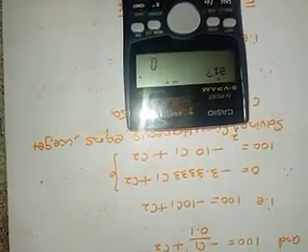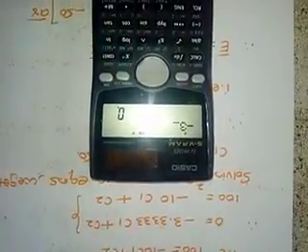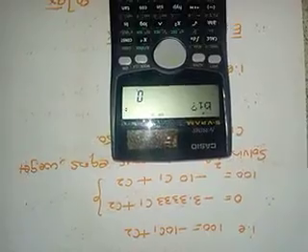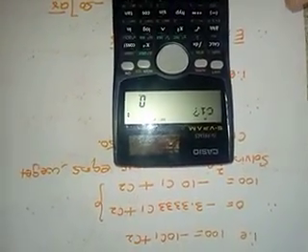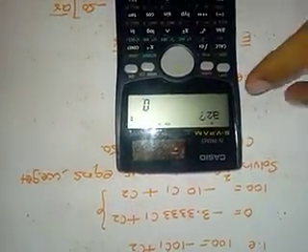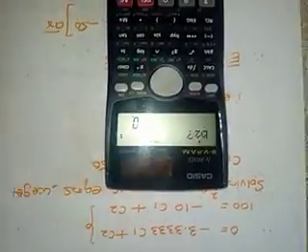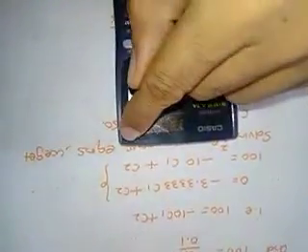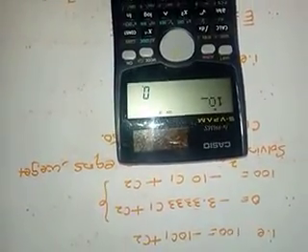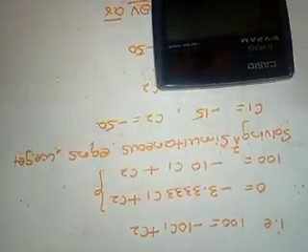Then enter the value of a1. What is our a1? Minus 3.3333, is equal to. Then b1 is 1, is equal to. Then c1 constant is 0, is equal to. Then a2 is minus 10, is equal to. Then b2 is 1, is equal to. Then c2 constant term is 100, is equal to. So we get minus 14.99. Minus 14.99 is almost 15. So c1 is minus 15.